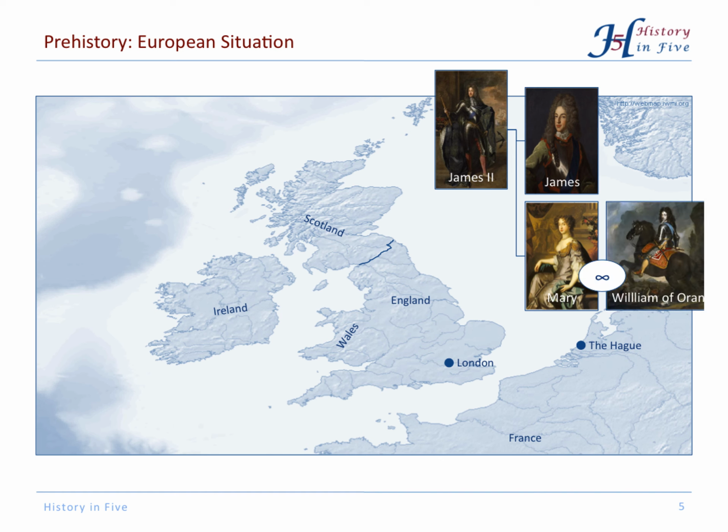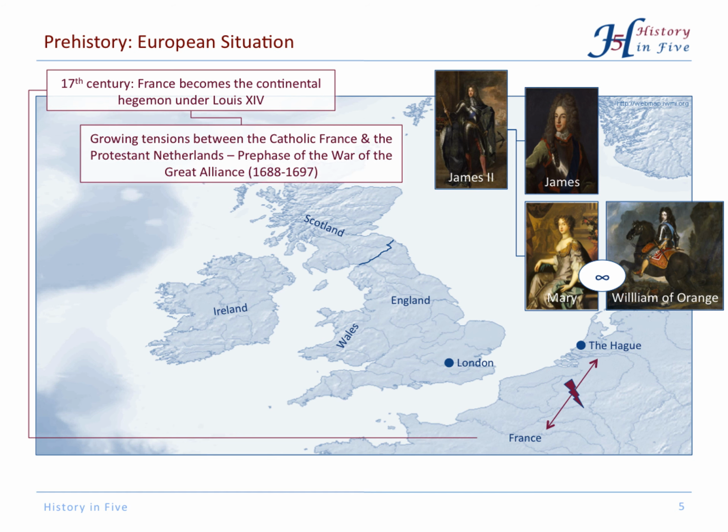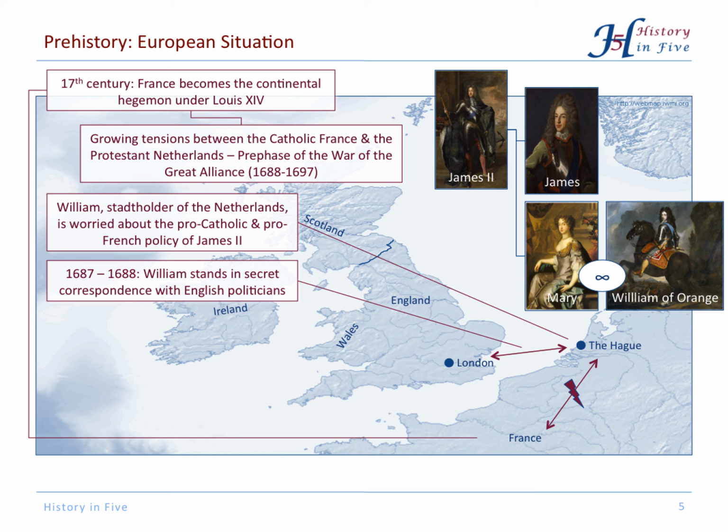Now to the European situation. It's important to note that the stadtholder of the Netherlands, William of Orange, was married to Mary, a daughter of James II. France was the dominant power in Europe and in conflict with the Netherlands, so Catholic France, Protestant Netherlands. William was worried that the pro-Catholic and pro-French policy of James II could cost the Netherlands their independence. So he was in contact with English politicians.